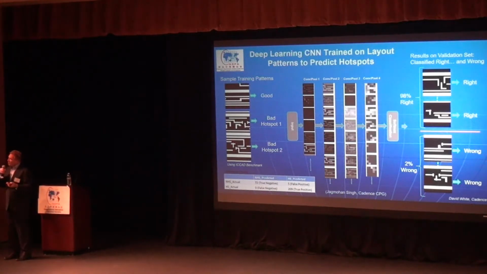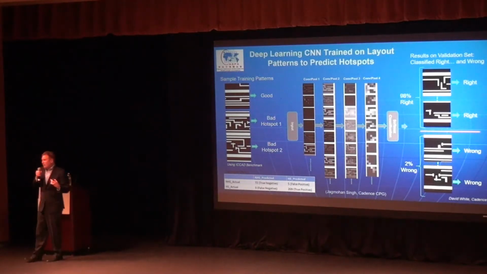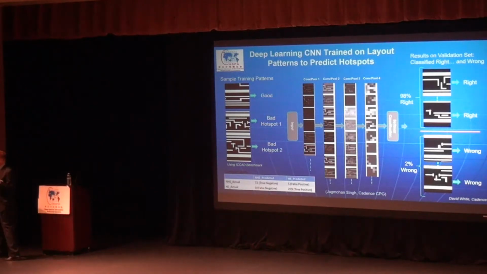Source, drain, gate shapes, makes sense, right? N-type, P-type, makes sense. But there are some features that it extracts that, quite truthfully, just boggle our mind as to what it is it's extracting. But it does work pretty well, as you can see here.